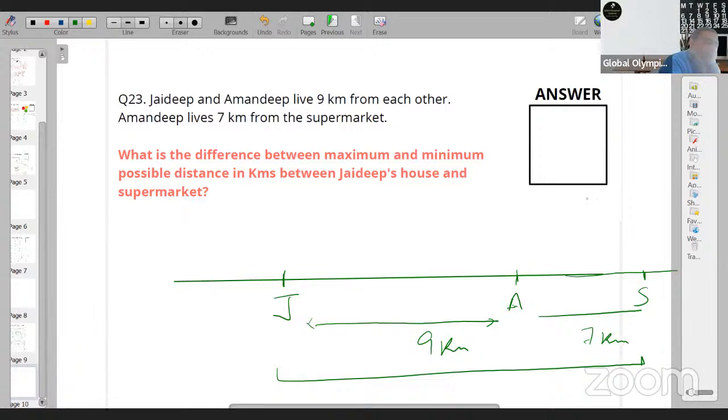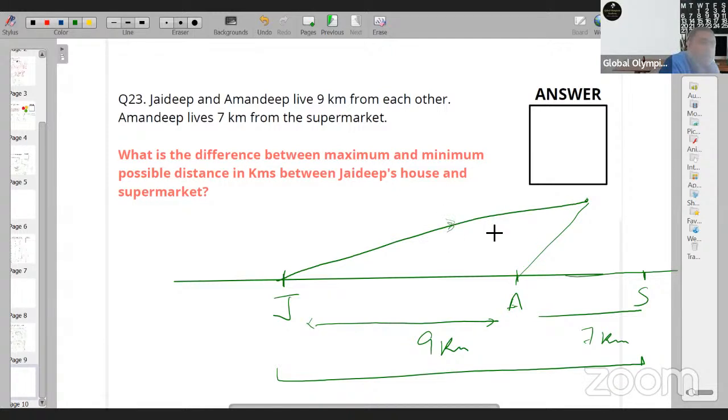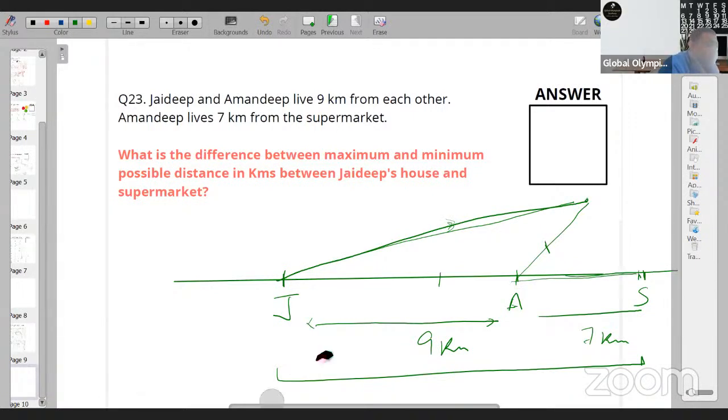Why not somewhere else, here or something like this? It can't be there, because he can go diagonally too. We'll again apply the triangle inequality theorem. This plus this will always be greater than this, correct? Therefore, the maximum distance will be this one. Understood? So this one will be the maximum distance.